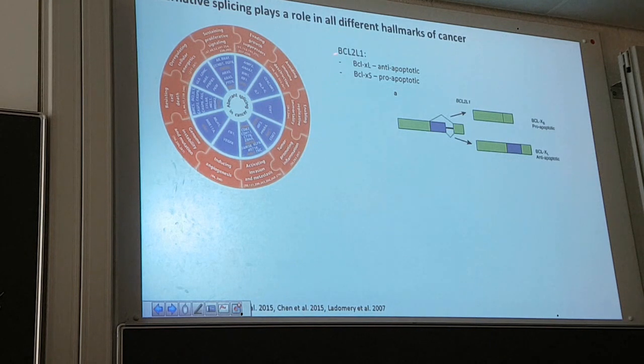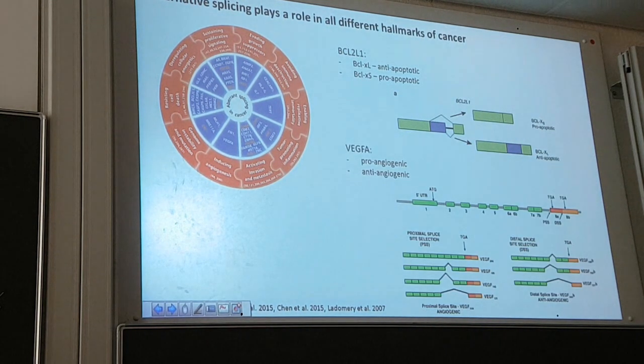One example is BCL2L1, that's an alternative 5' splice site, where one form is pro-apoptotic, so healthy individuals have this one, and the other isoform is anti-apoptotic, and then apoptosis doesn't go on in the cancer cells. And another example is pro or anti-angiogenic isoforms of VEGFA, so either angiogenesis can take place or not.